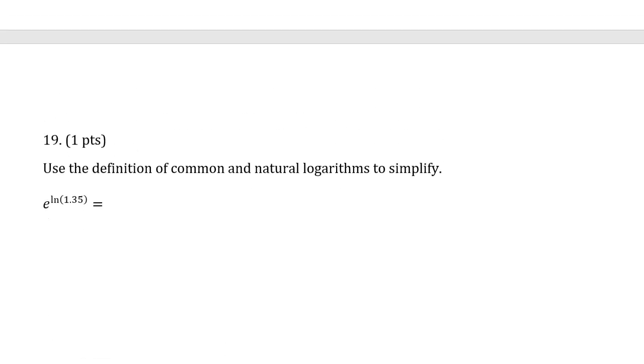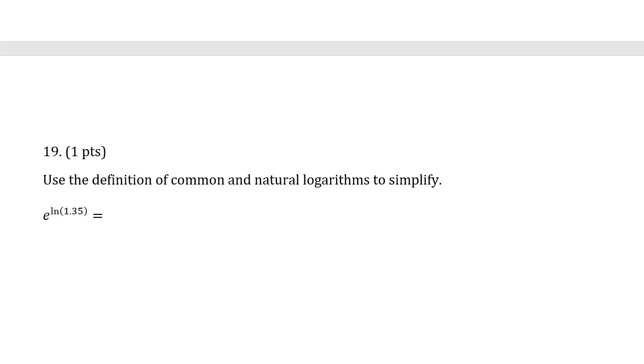So now we take a look at the next problem. Use the definition of common and natural logarithms to simplify. e to the natural log of 1.35. There's nothing between the e and the natural log, not a negative, not a number, not an eyelash. That means the answer is simply 1.35.